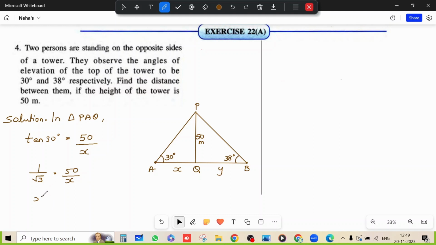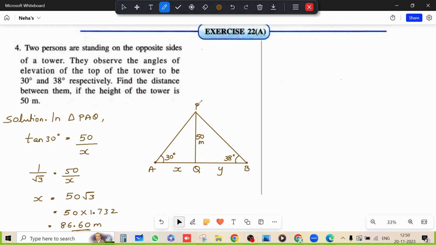So from this, the value of x that we have got is 50 root 3, and we know that the value of root 3 is 1.732. So we will multiply 50 with 1.732. So this will become 86.60 meters. So we have got the value of x.